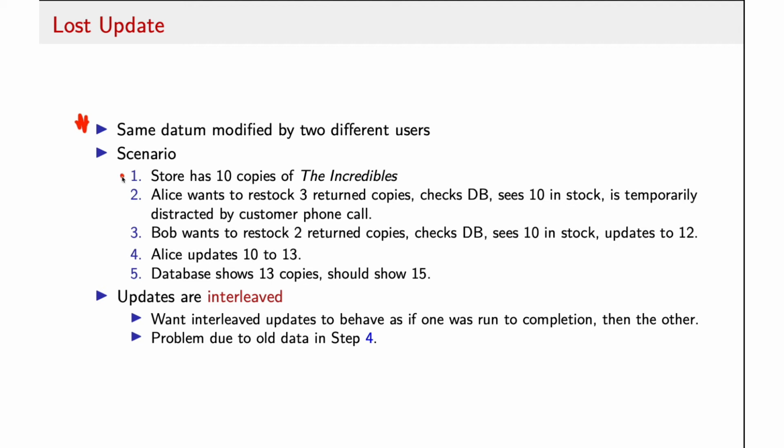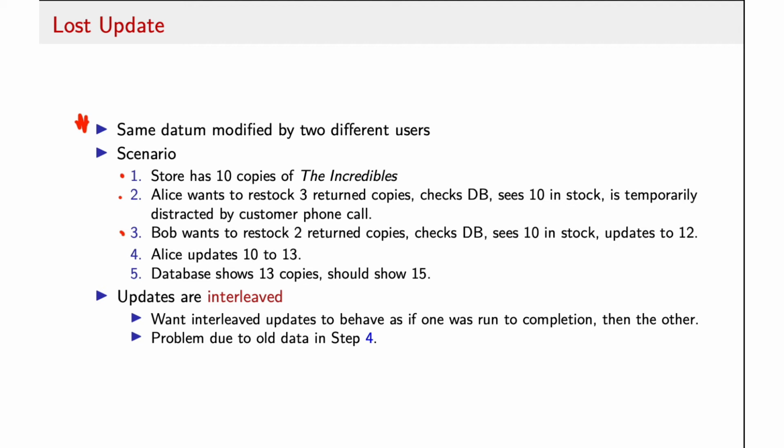The store, say, has 10 copies of the movie The Incredibles, and we've got Alice and Bob, of course, our store employees. Alice is in the process of restocking 3 copies of The Incredibles that were returned. She looks in the database and sees that there's 10 copies in stock, and then she's distracted by a customer phone call. Now Bob has 2 copies that he's trying to reshelve or restock, and so he looks in the database and sees that there's 10 in stock and updates that to 12 because we've got these two copies that have come back.